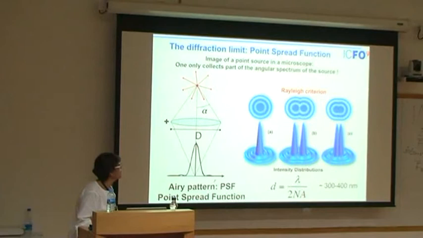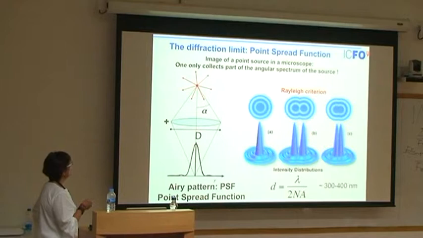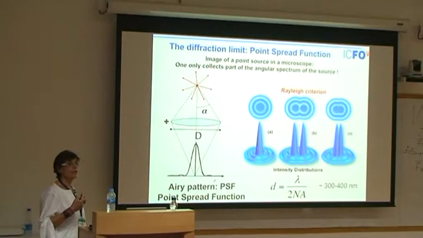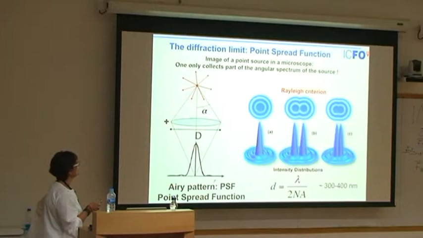So let me go back to this diffraction limit of light, just to remind all of you what the problem is about. When you have a point source in a microscope, you need a lens in order to collect light. But you're not able to collect with the lens the full spectrum of the light, because you have both near and far field components that compose the whole angular spectrum of your information. And you have isotropic emission from this point source, and only a part of that is collected by the lens.